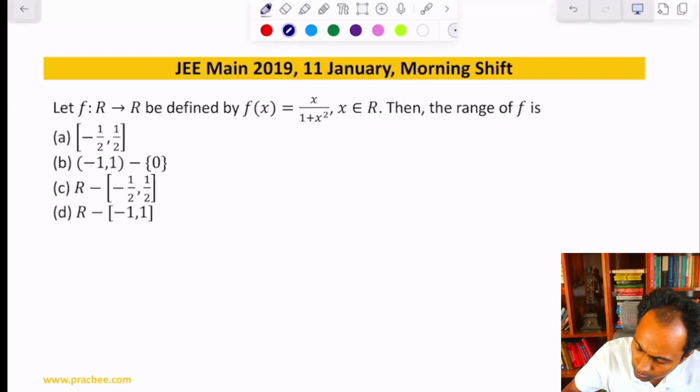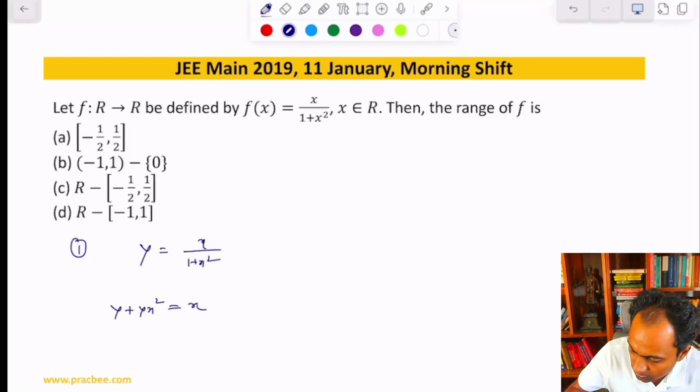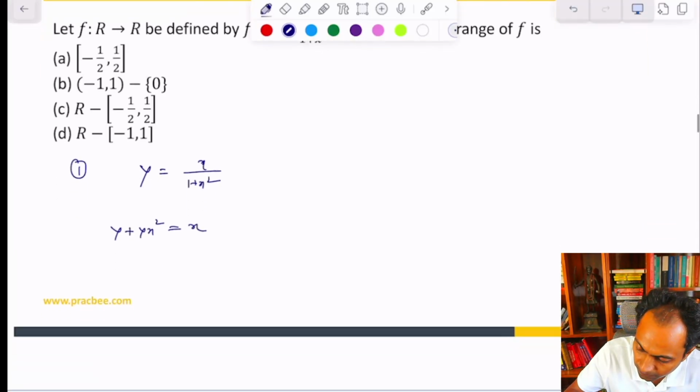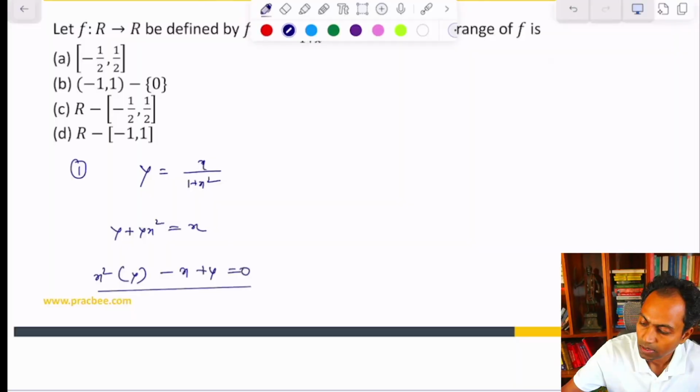What we are going to do in the first part is, in place of f(x) we will write y, x by 1 plus x square. We will cross multiply it, which becomes y plus yx square is equal to x. And now if I write it down, you can see that it becomes a quadratic equation in x: yx square minus x plus y is equal to 0. So once you have got this, the interesting part to consider now is how to find the range.